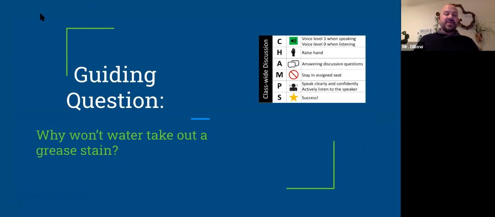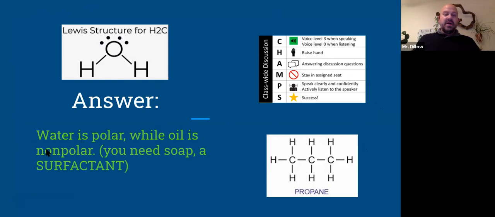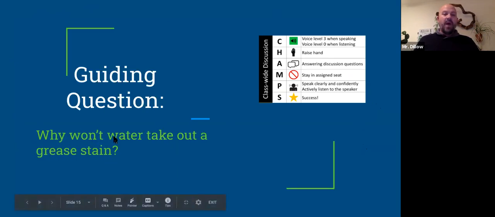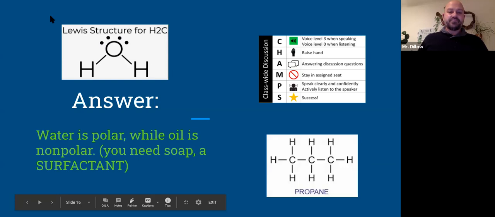So then after we learned those basic facts, we started looking at how you can apply this knowledge to different real life situations. And we started with the question of why won't water by itself take out a greasy oil stain? Water won't take out stains and it won't clean your food just by itself. You have to have what we call a surfactant, soap.